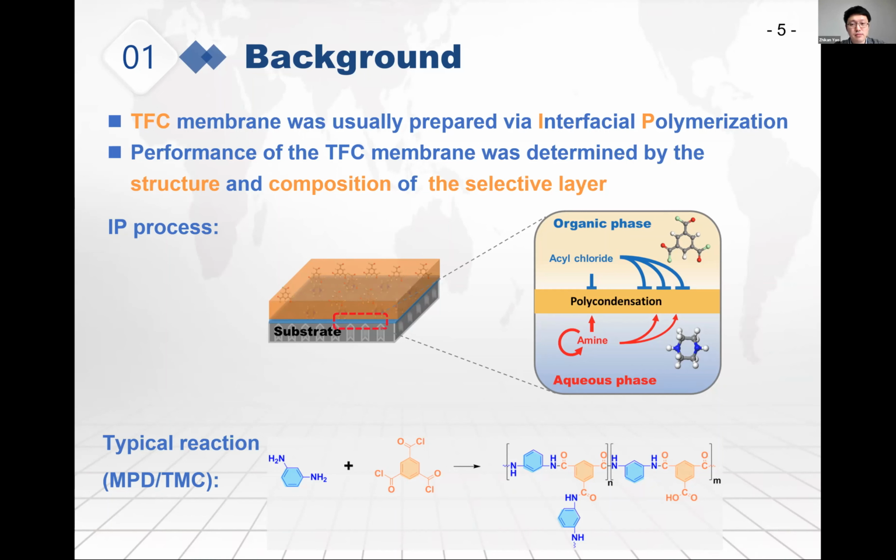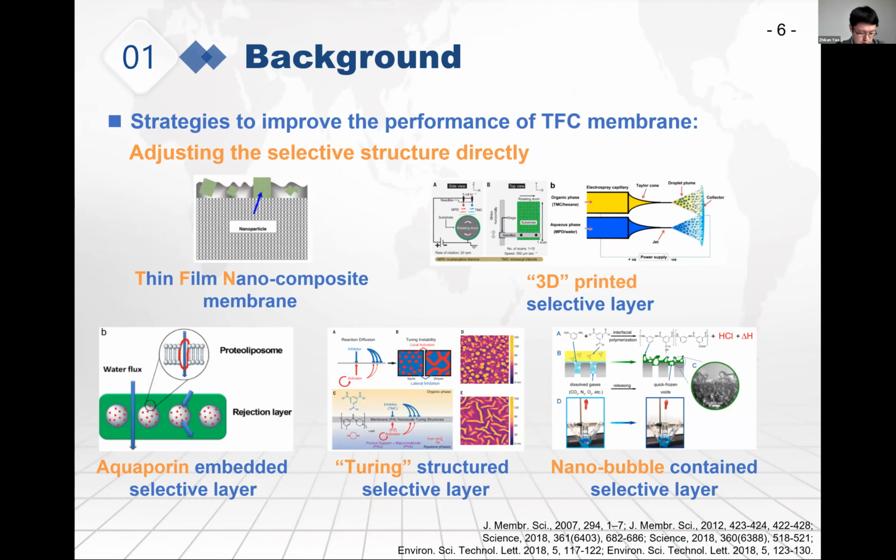The performance of the TFC membrane is determined by the structure and the composition of the selective layer. Thus, many remarkable works have been reported to improve the performance of TFC membranes. The most applied strategy is directly adjusting the selective layer structure. For example, TFN membrane, aquaporin embedded TFC membrane, 3D printed TFC membrane, TFC membrane with Turing structured surface morphology, and nanobubble contained TFC membrane.